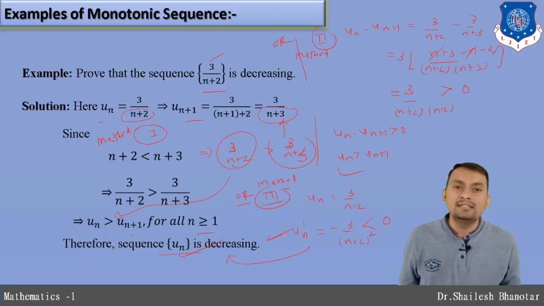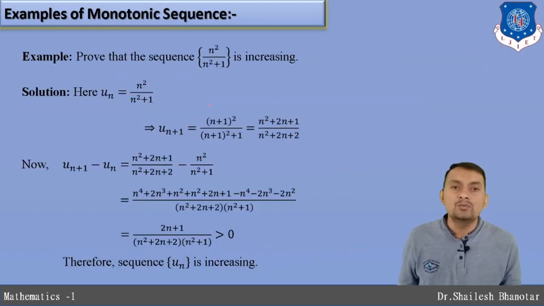So let us assume one more question. n square divided by n square plus 1: is the sequence increasing? I'm not going to discuss all the three methods, but I'm just going to focus on un plus 1 minus un. un plus 1 can be derived by just replacing n with n plus 1, and whenever you write it, you will get un plus 1 minus un. Whenever you take the LCM of these two, you multiply with n square plus 1 into n square plus 2n plus 1, so you will get this one, and minus n square into n square plus 2n plus 2, so you will get this one.